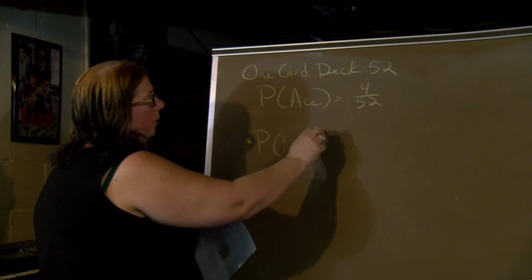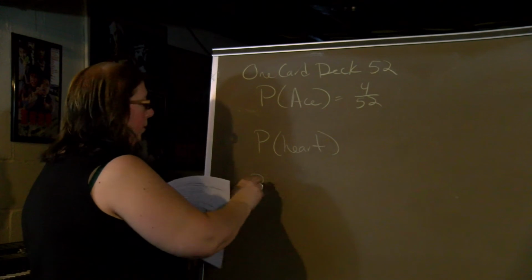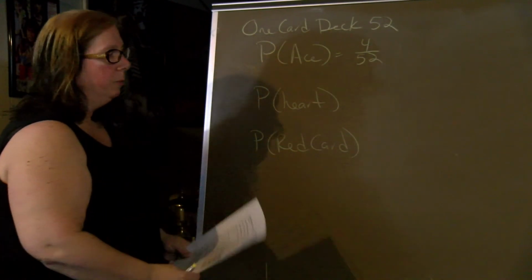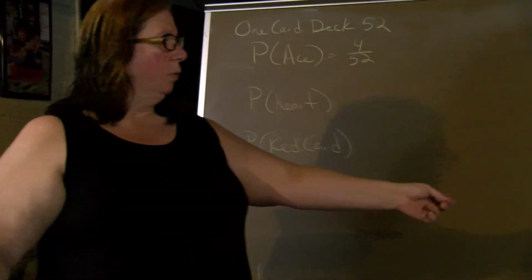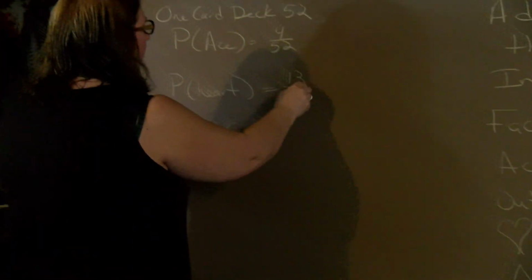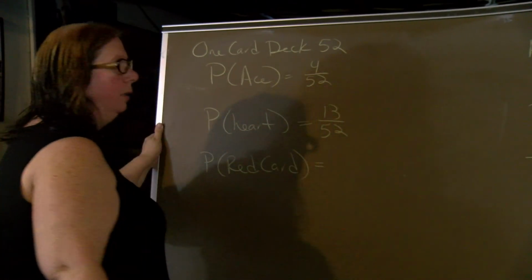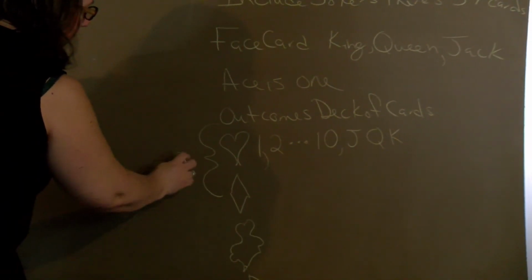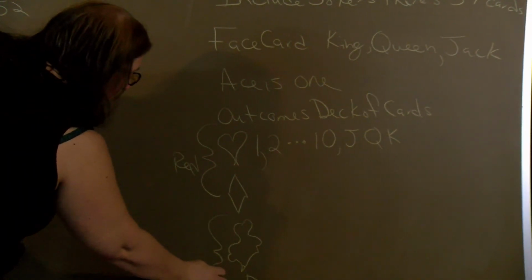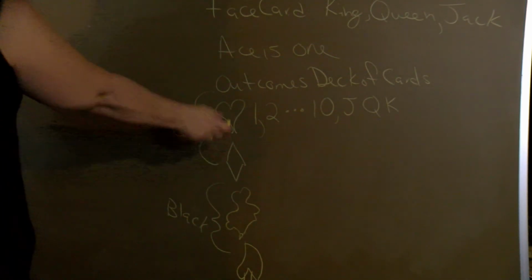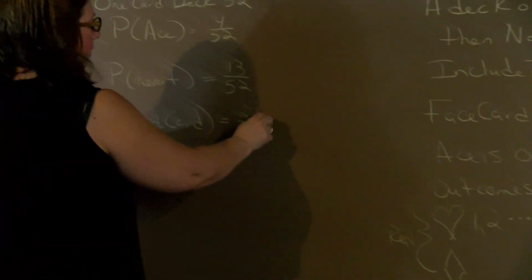Okay, find the probability of a heart and the probability of a red card. Well, the probability of a heart, there's 1 through 10, then jack, queen, king, so there's 13 out of the 52. The probability of a red, well, these are red, and the second group is black. So 13 and 13 makes 26 out of the 52.